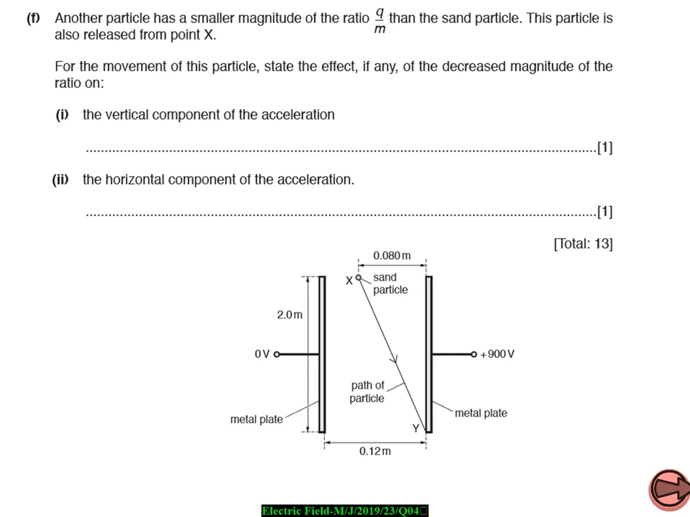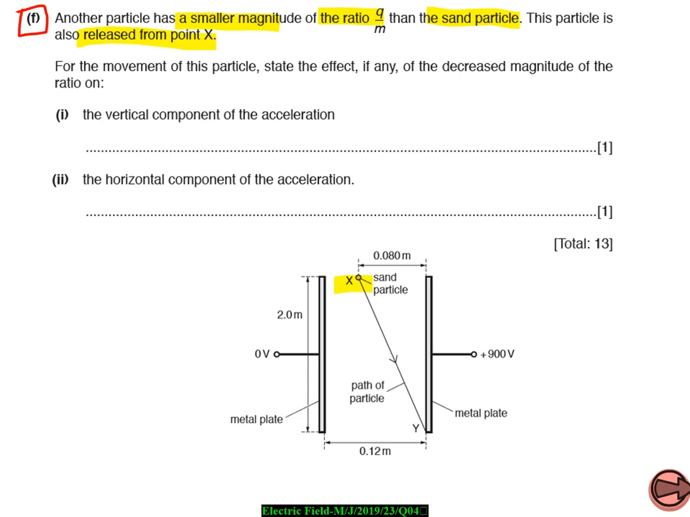Let's try to answer part F now. In order to answer part F, first of all, we need to understand what the question is asking us and what is given to us. In this question, it is given to us that we have another particle that has a smaller magnitude of the ratio q over m than the sand particle. And this particle is also released from the same point X here. So it also means that this particle is in the same uniform electric field.